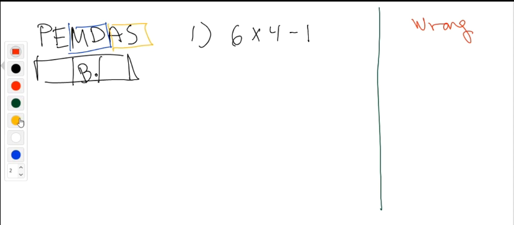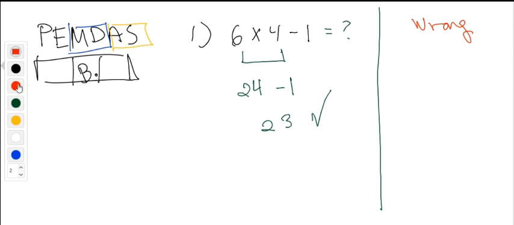Okay? So the right way to do it is you would first do everything that has to do with multiplication. So you do 24 minus 1. I'm sorry, this is not an expression. Yes, 24 minus 1, right? And that gives you 23. And this is the right way to do it.